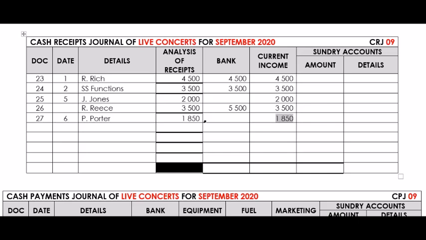And then we issue receipt number 28, still on the 6th, so don't write the date again. It's to SS Functions, who's paying us 3,500 Rand. We put the money in our till, and now because this is the last CRJ transaction for the day, we total all of the money that we've got in analysis of receipts, and we deposit it as one value into bank. And that 3,500 was for current income.